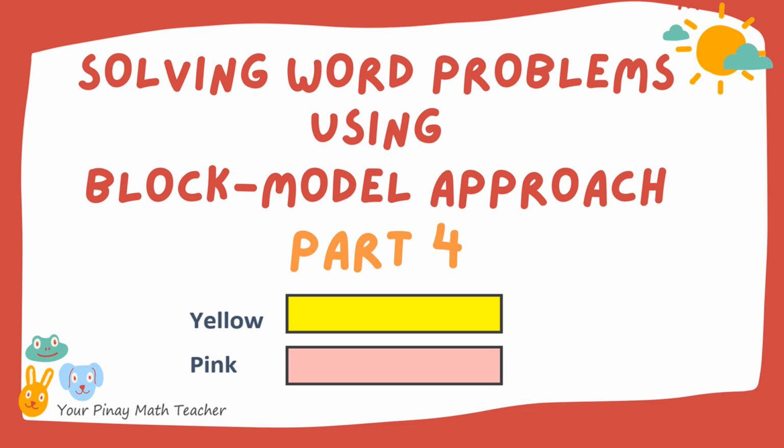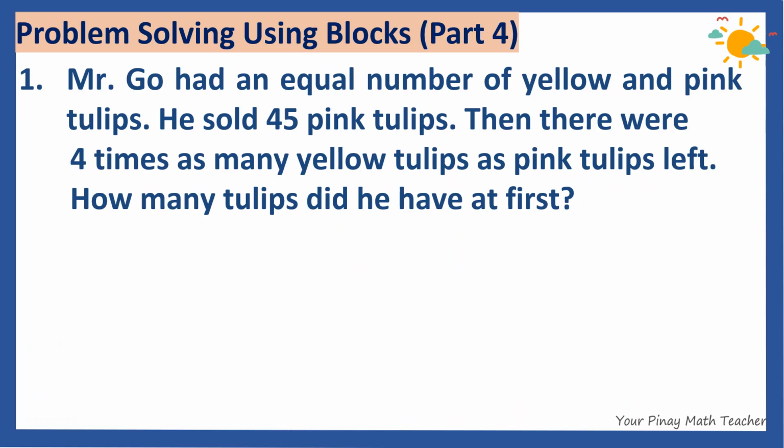How to solve word problems using the block model approach involving equal quantities. Example 1. Mr. Go had an equal number of yellow and pink tulips. He sold 45 pink tulips. Then there were 4 times as many yellow tulips as pink tulips left. How many tulips did he have at first?